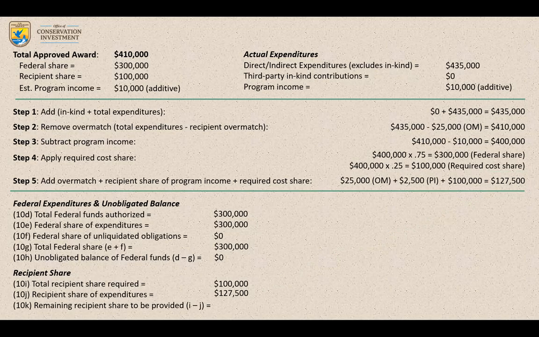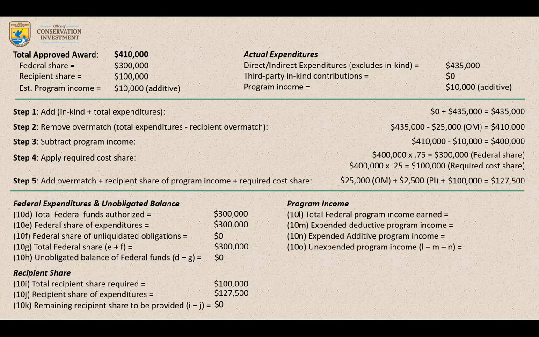Field 10K represents the remaining recipient share to be provided. This amount is determined by subtracting the value in 10J from the value in 10I. The remaining recipient share to be provided is 0, although the straight calculation may indicate a value of negative $27,500. In either case, this indicates that no additional recipient share needs to be provided.